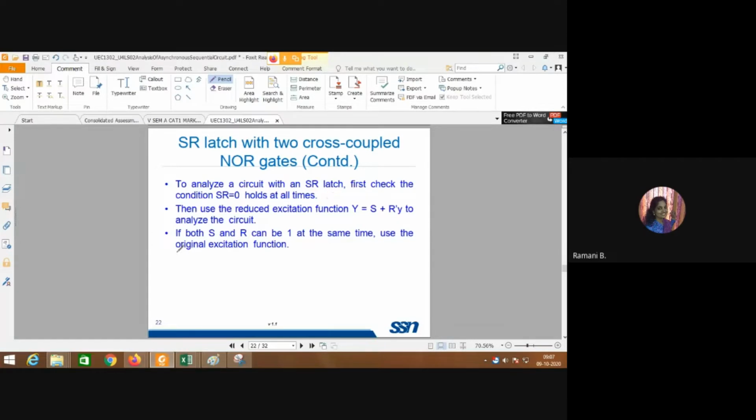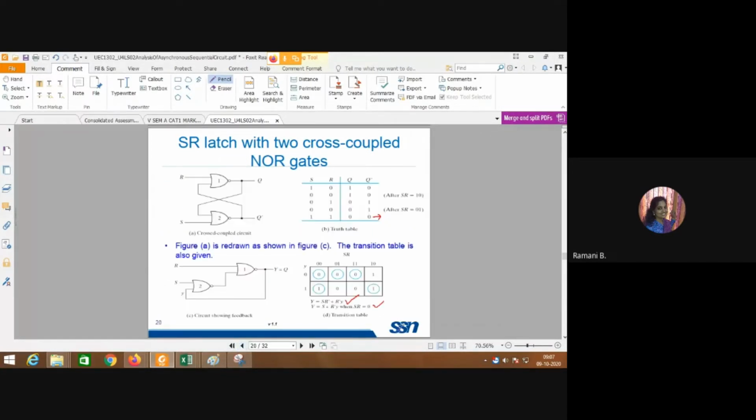Okay. Then if this condition is satisfied, we use the reduced excitation function Y is equal to S plus R bar Y to analyze the circuit. If both S and R can be 1 at the same time, so in this case, if there is a possibility of both values being 1, then we use the original excitation function, that is this one. Y is equal to SR bar plus R bar Y, that we will be using. Okay.